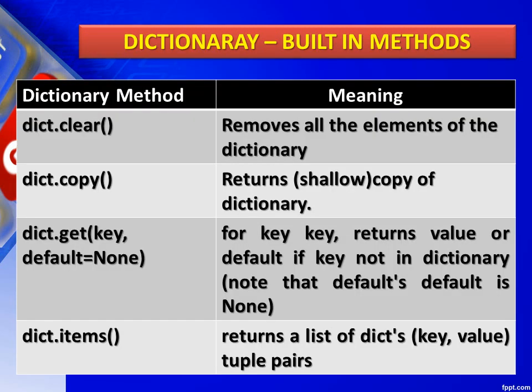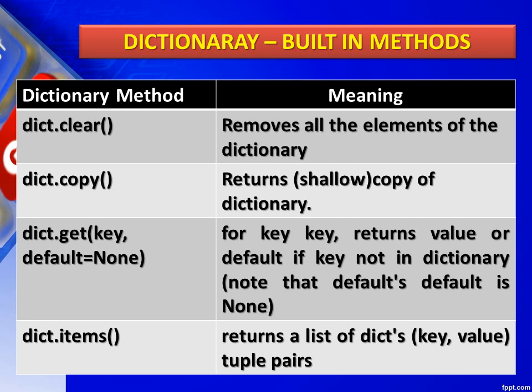Now we have the dictionary built-in methods. First one is dict.clear. It removes all the elements of the dictionary. Next one is dict.copy. It returns a copy of the dictionary, means it assigns one dictionary value to another dictionary value. Dict.get(key, default=None): for key, return value or default. If the key is not in the dictionary, then it returns default, which is None.